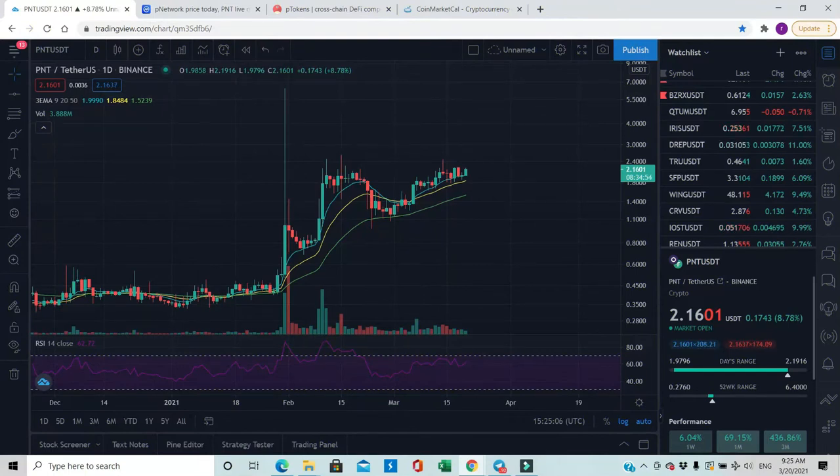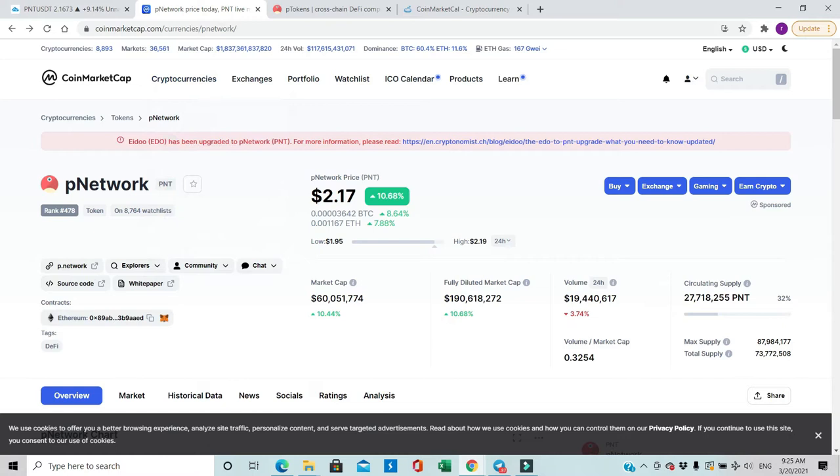Hey everybody, so today I'm going to be sharing some technical analysis on a coin called PNT. Also, I'm going to be talking about my trade ideas and how I'm going to be playing this out. So first things first, we'll go on CoinMarketCap. We'll check out PNT's stats.